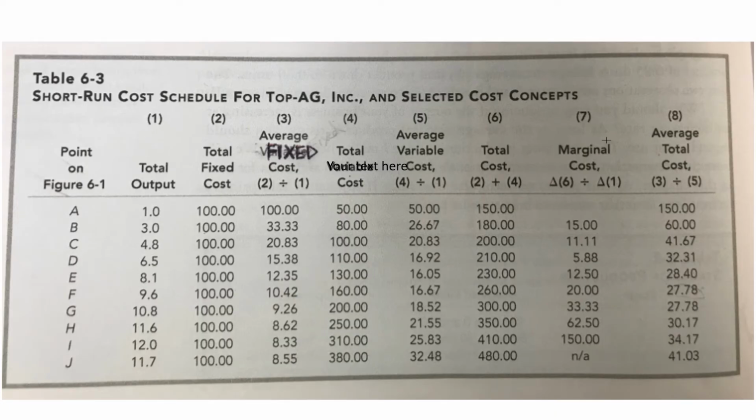So here's a completed chart. You can check your work and just make sure that you know how to calculate all of the average fixed cost, the average variable cost, the average total cost, and the marginal cost. And you can check your work with this chart.